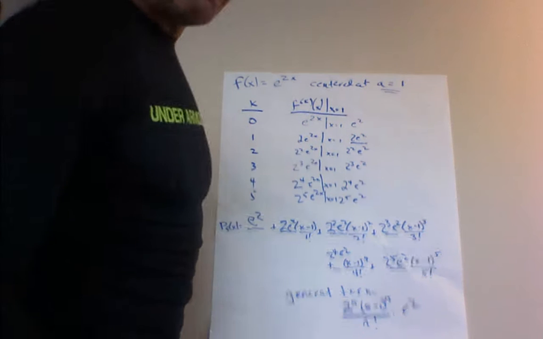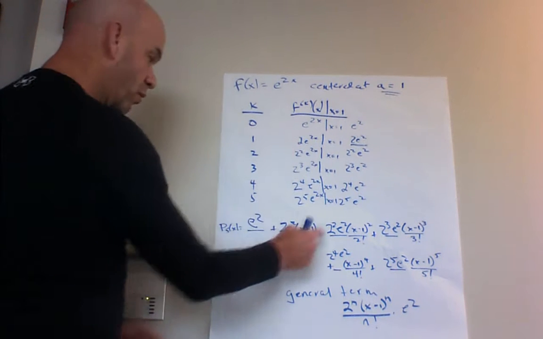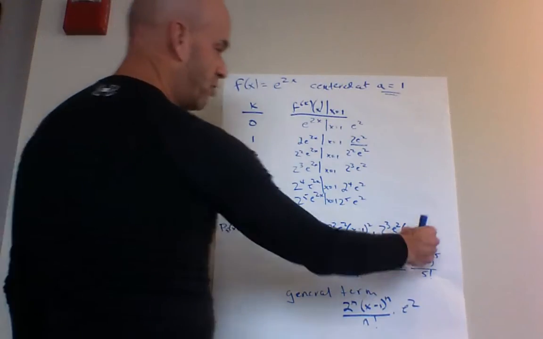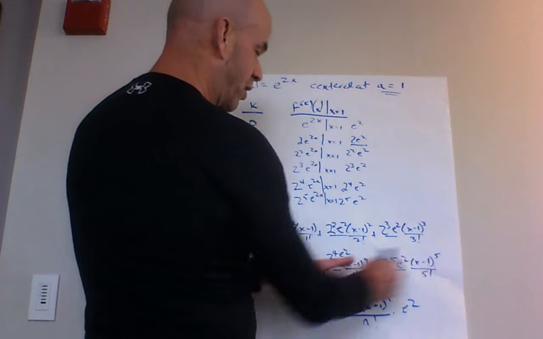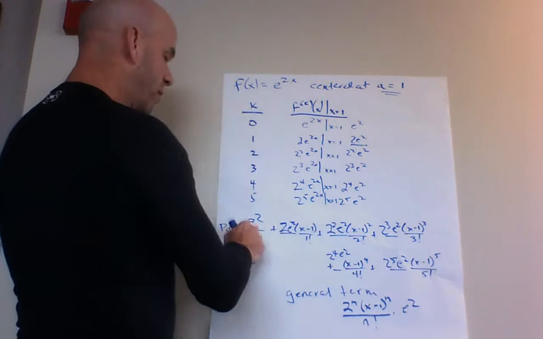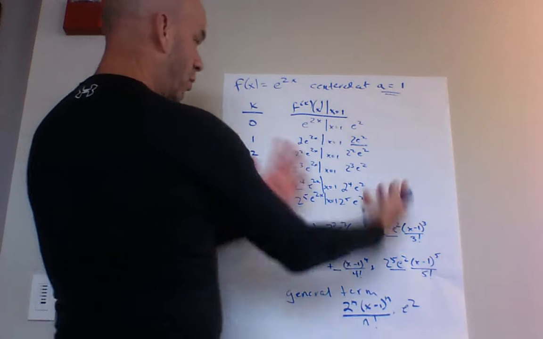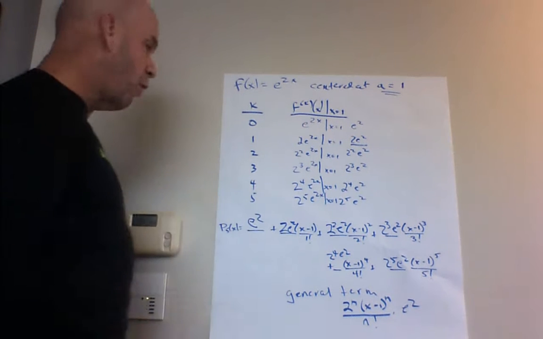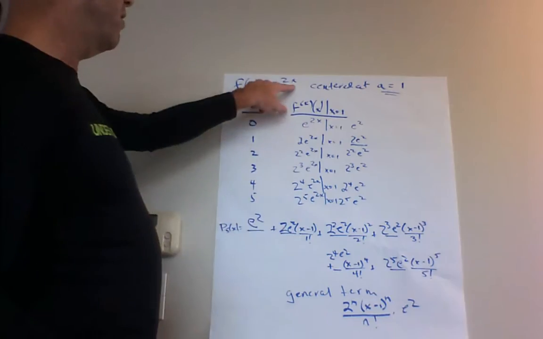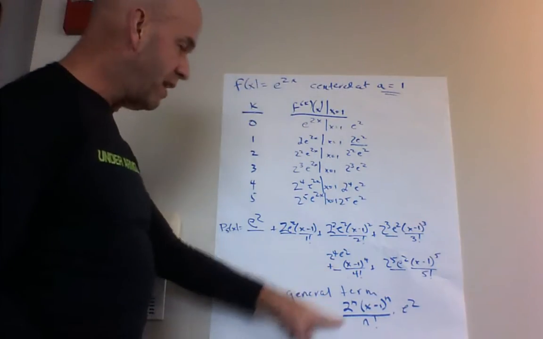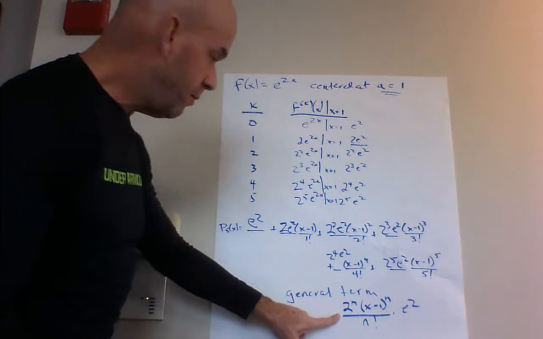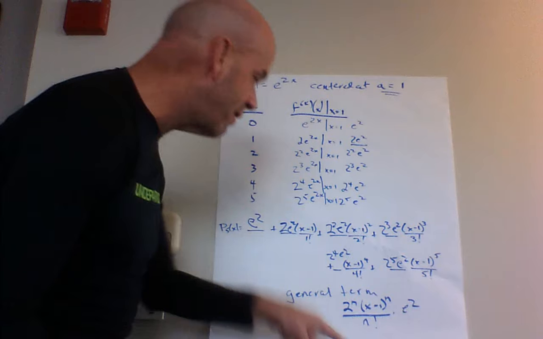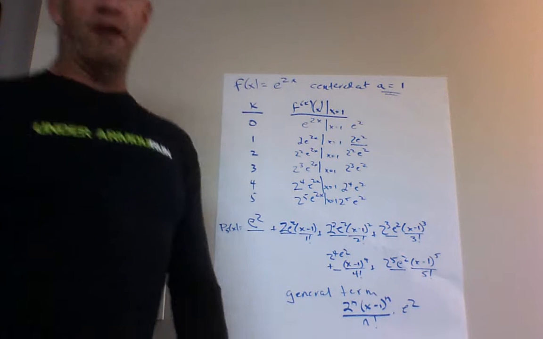Now, in advance, I had written out x minus 1 over 1 factorial, x minus 1 squared over 2 factorial, x minus 1 cubed over 3 factorial, etc. And then I just pull in my constants. So here you have the 5th degree or 5th order Taylor polynomial for f of x equals e to the 2x at a equals 1. It's very easy now to write the general term because I would just have 2 to the nth, x minus 1 to the nth, times e squared over n factorial.